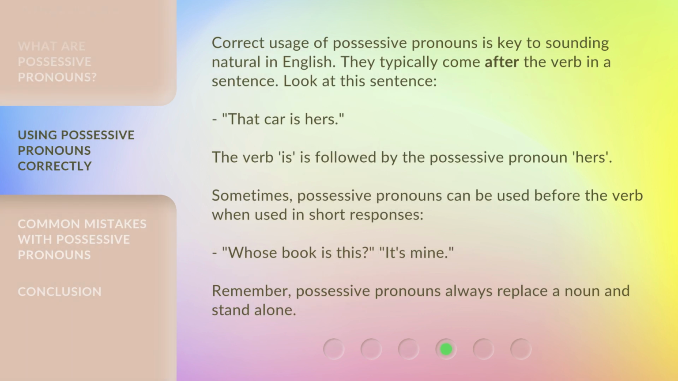Correct usage of possessive pronouns is key to sounding natural in English. They typically come after the verb in a sentence. Look at this sentence. That car is hers. The verb is followed by the possessive pronoun, hers. Sometimes, possessive pronouns can be used before the verb when used in short responses. Whose book is this? It's mine. Remember, possessive pronouns always replace a noun and stand alone.